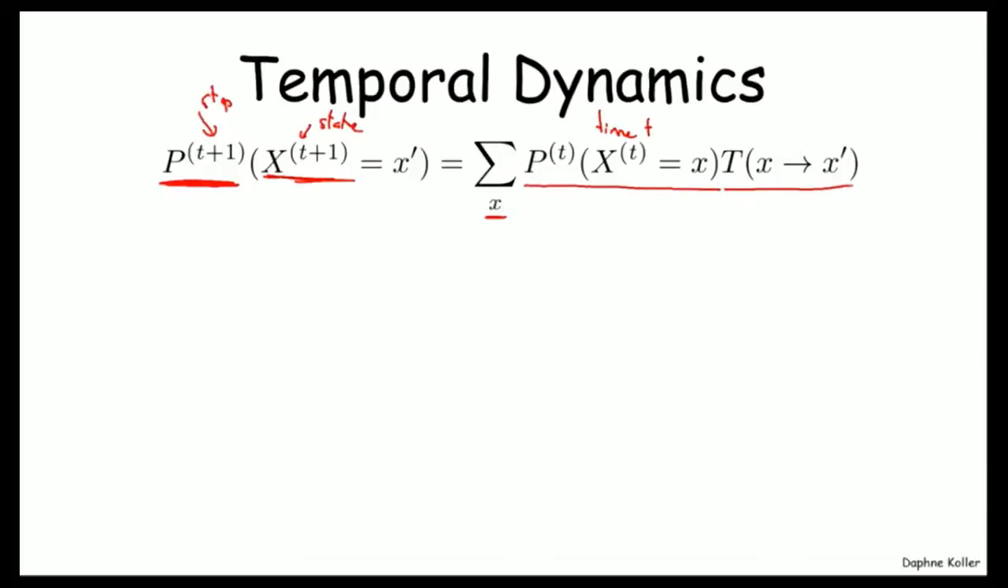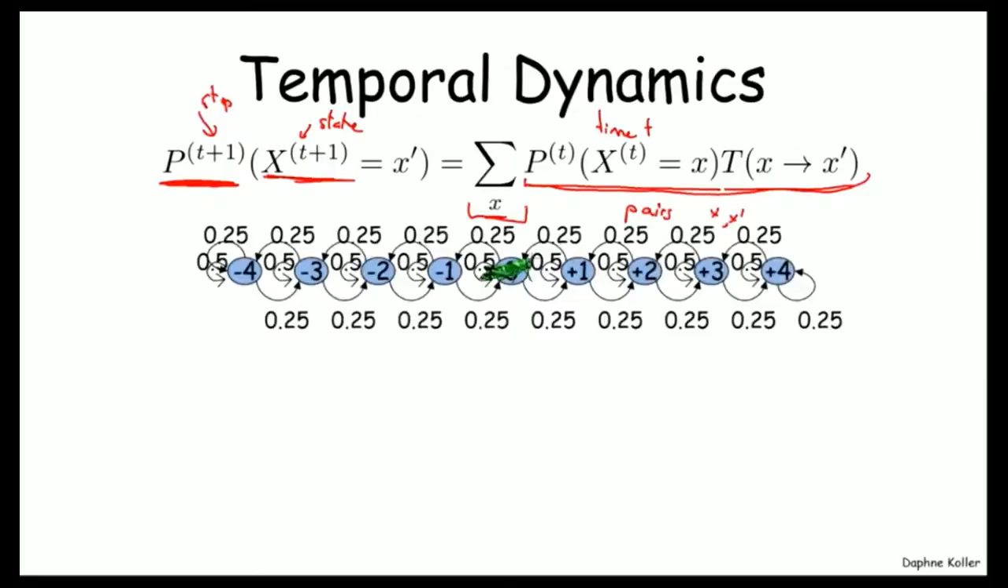So this together gives me a distribution over pairs x comma x prime, which measures the probability that at time t the grasshopper is at state x and at t+1 is at x prime. And since I'm only interested now in asking about t+1, I sum up or marginalize the time t state x. So if we go back to our grasshopper example, we can simulate this process.